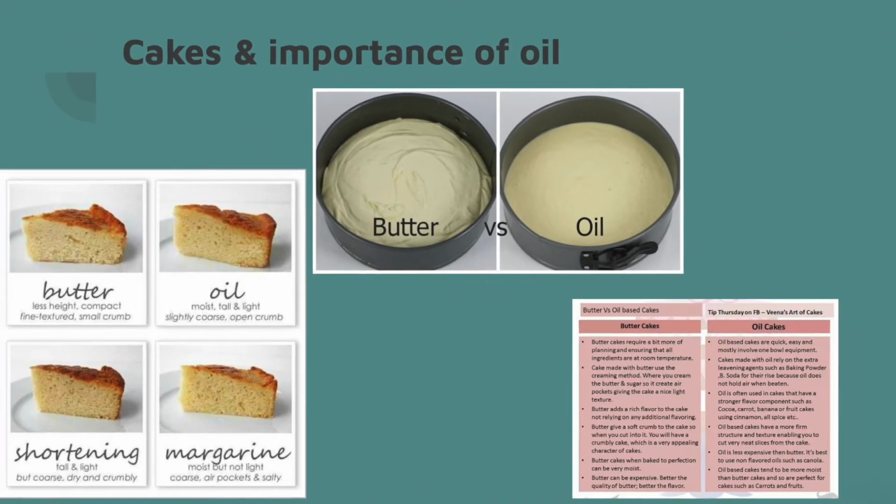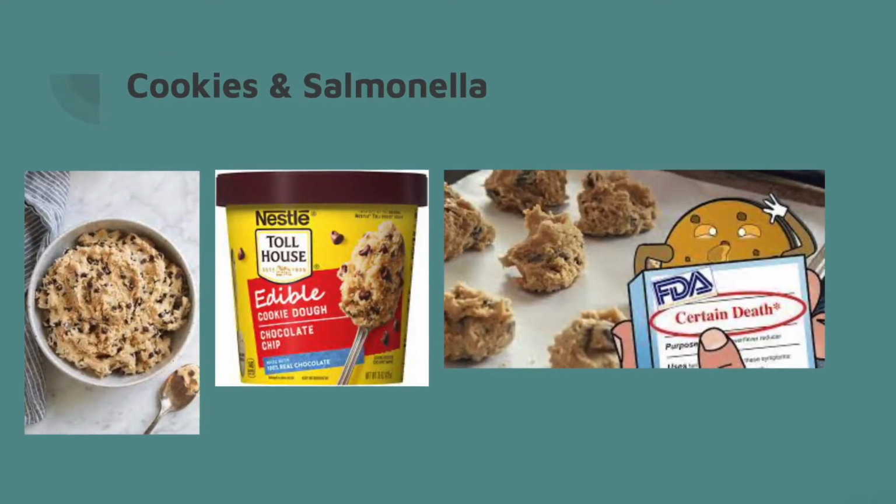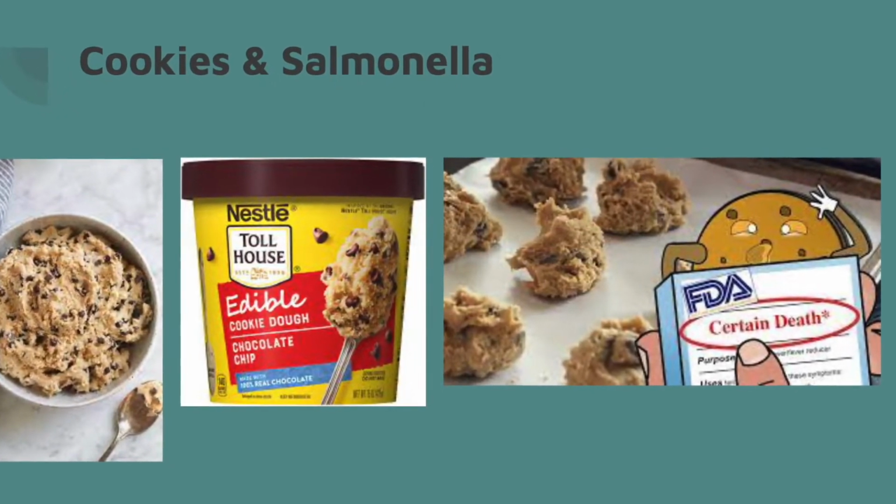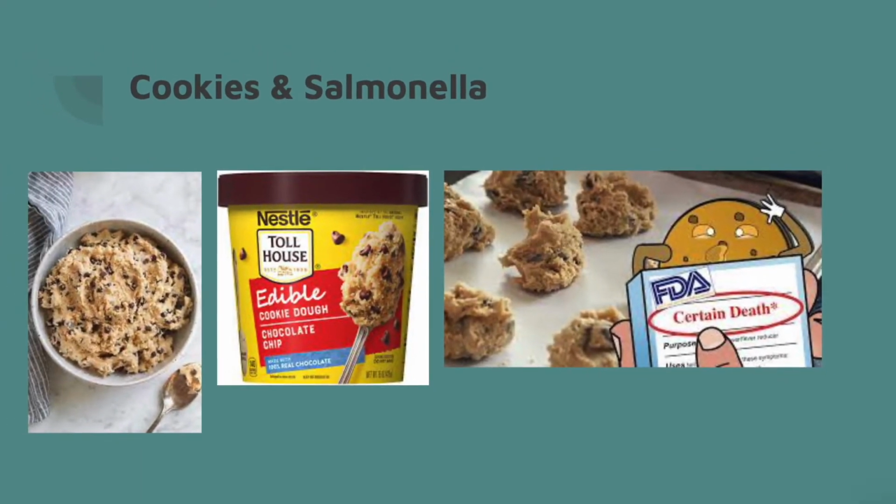Because the oil stays liquid at room temperature, it keeps the cake moist and makes sure it doesn't become dry and crumbly. If oil is not applied to cake, it becomes cracker-like.